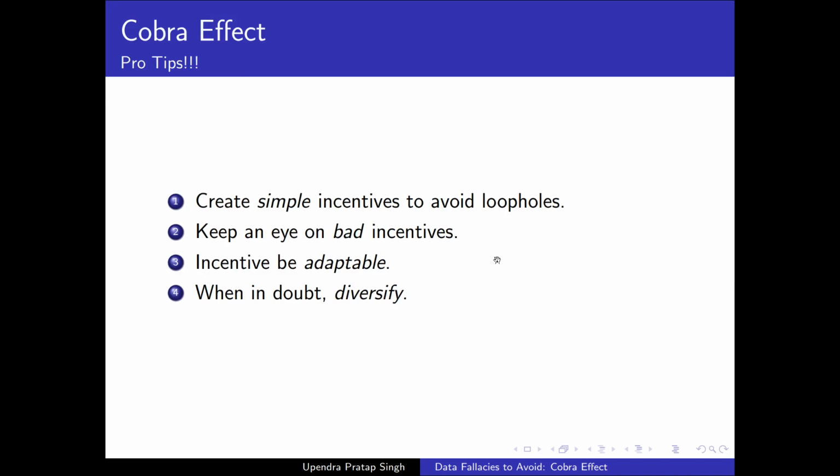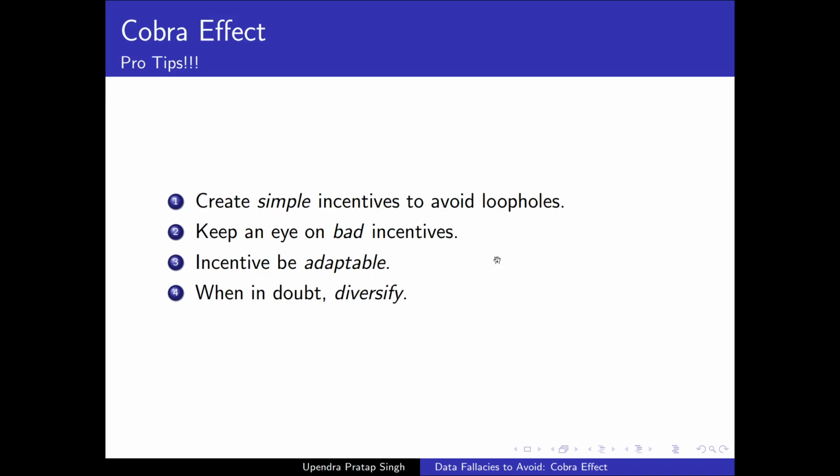In addition, I am providing you with some pro tips that will help you avoid Cobra effect. The first thing is, whenever you are creating an incentive, make sure that the incentive you create is as simple as possible. Why? Because the more complex the incentive, the more loopholes it will carry with itself, and the more loopholes it carries, chances are it will be compromised more severely.